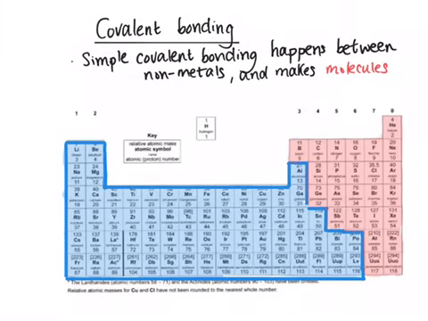So covalent bonding is the way that molecules made of different non-metals stick together, and it makes individual molecules. All of the non-metals are over here, and these are the metals. So we're going to be looking at the bonding between the atoms, between the elements, over on this side of the periodic table.